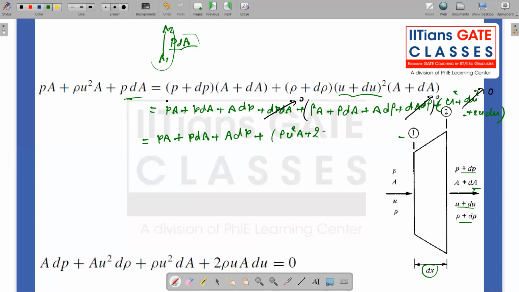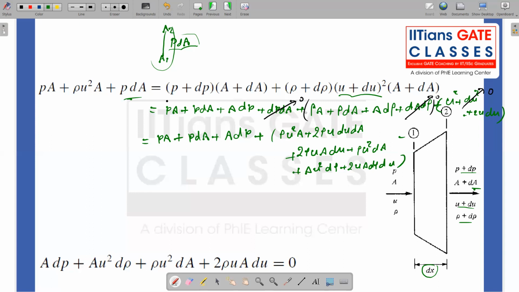So that becomes 2 rho u du dA plus, I have this also 2 u rho A times du, 2 rho u A times du, plus rho dA times u square, that is rho u square times dA, plus A is multiplying with this one, A d rho times u square, that is A u square times d rho, plus A 2u times du rho, that is 2 u A times d rho du, right?